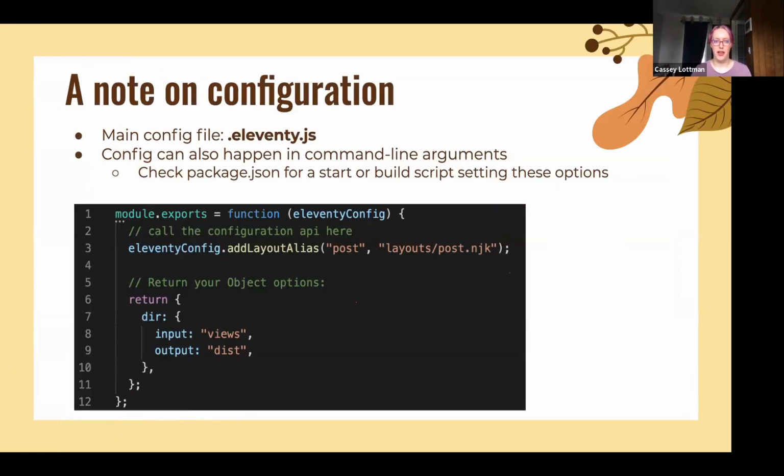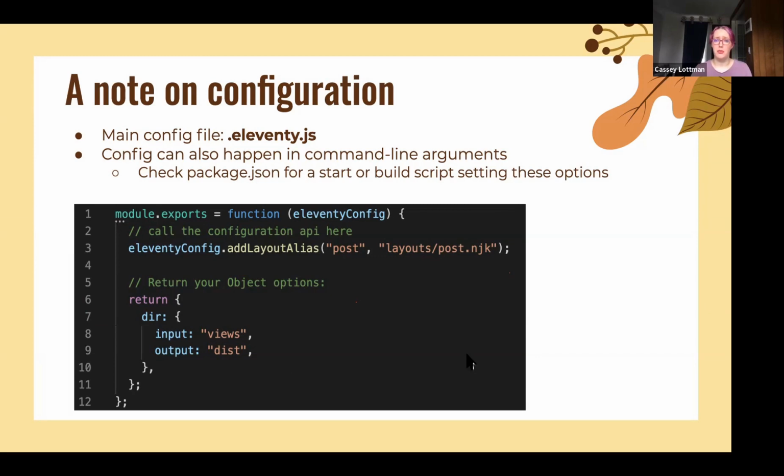Let's talk about configuration real quick. Your main config file is going to be .eleventy.js, and the dot there is important at the beginning. You can change the name of that config file, and so if you don't have a .eleventy.js, check that start script that we talked about in package.json or the README to see if they expect you to pass in a command line argument when you do npx eleventy to set the config file. But most of the time in the projects that I've seen, people stick with that .eleventy.js. This is a file that's going to look something like this.